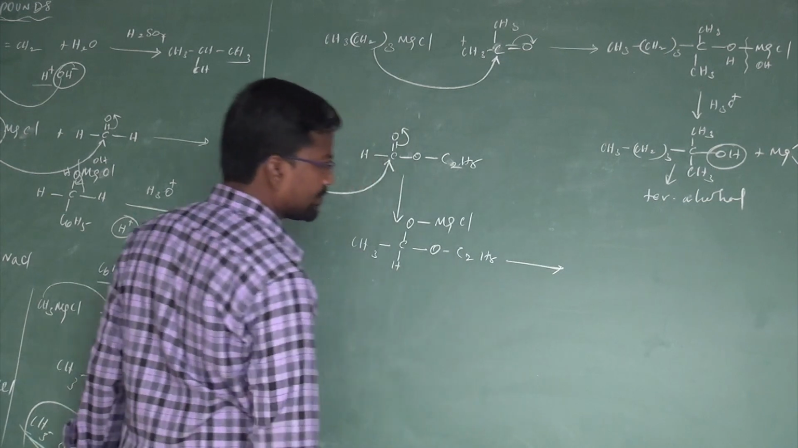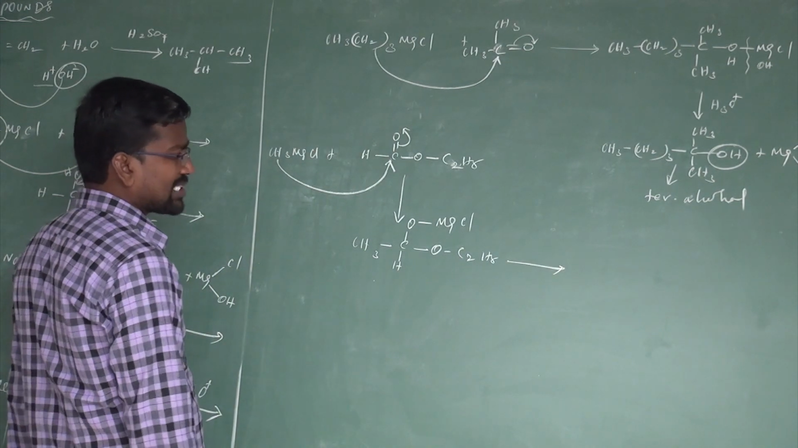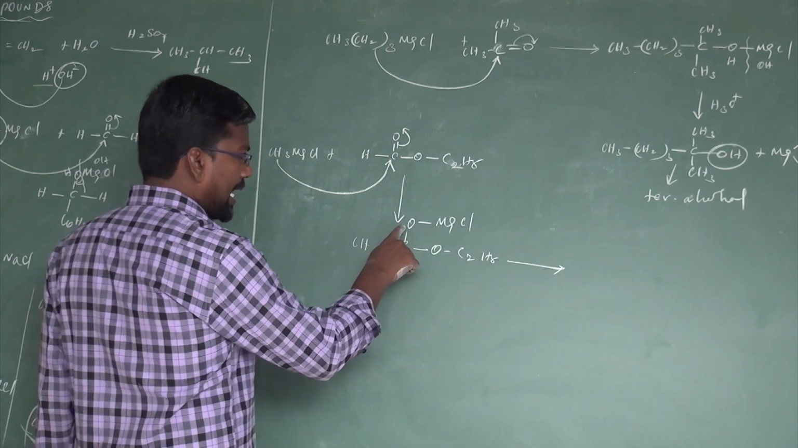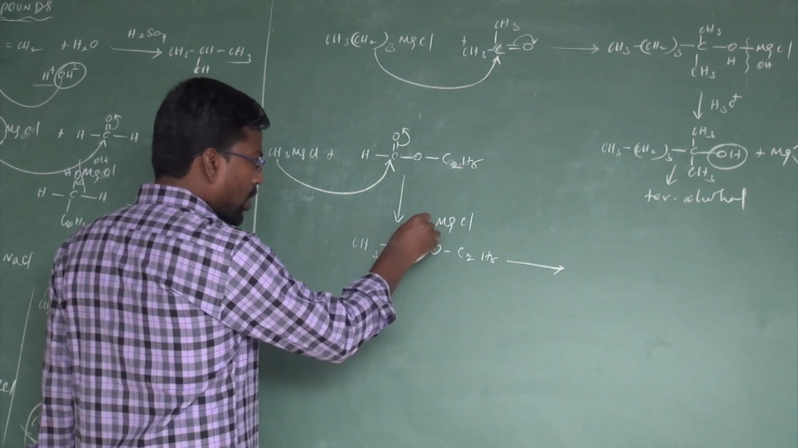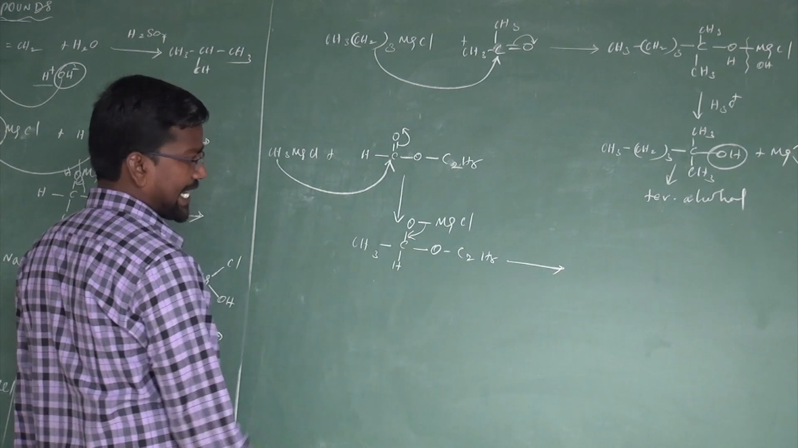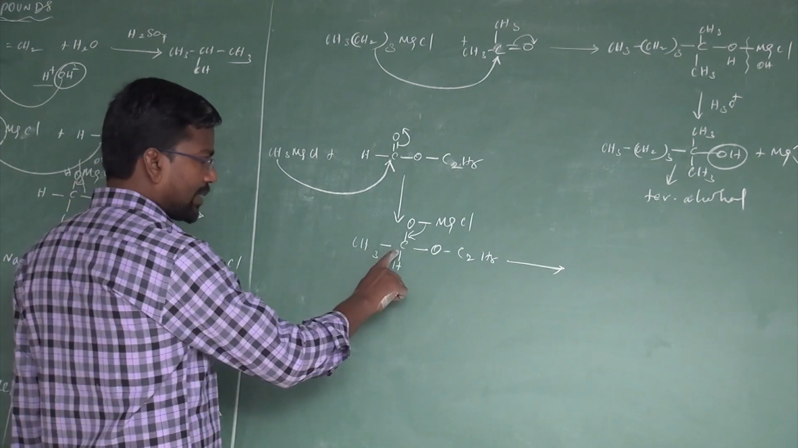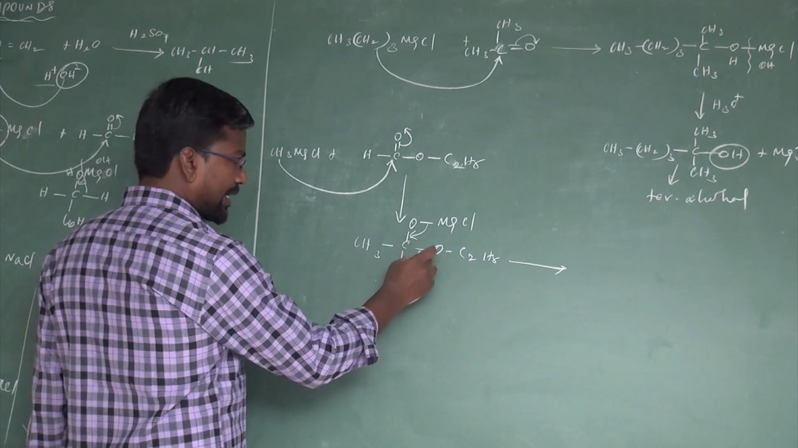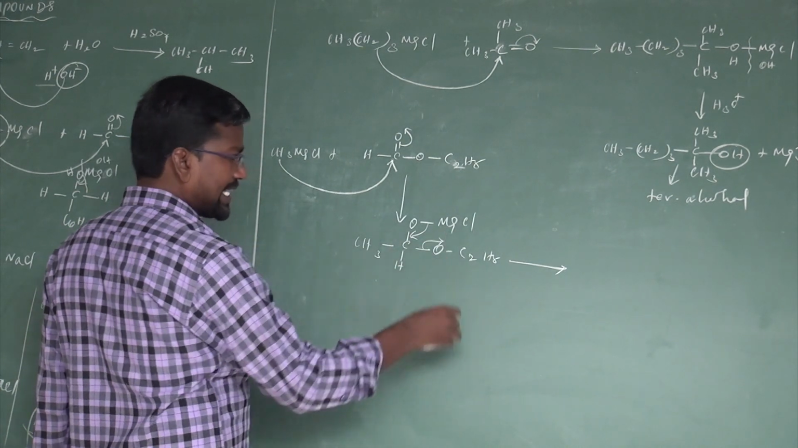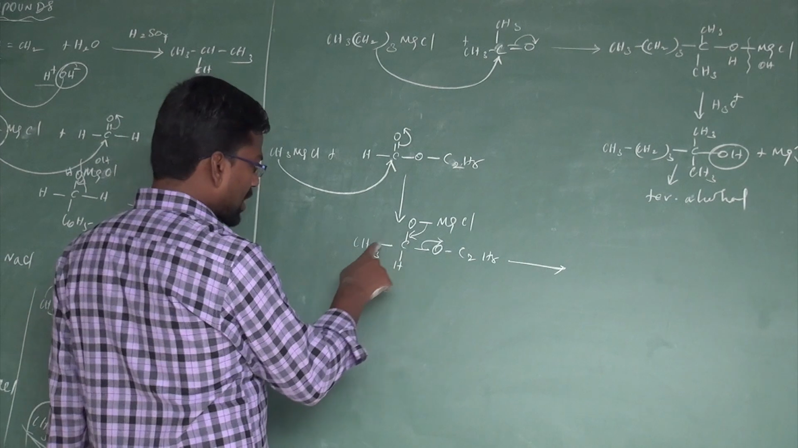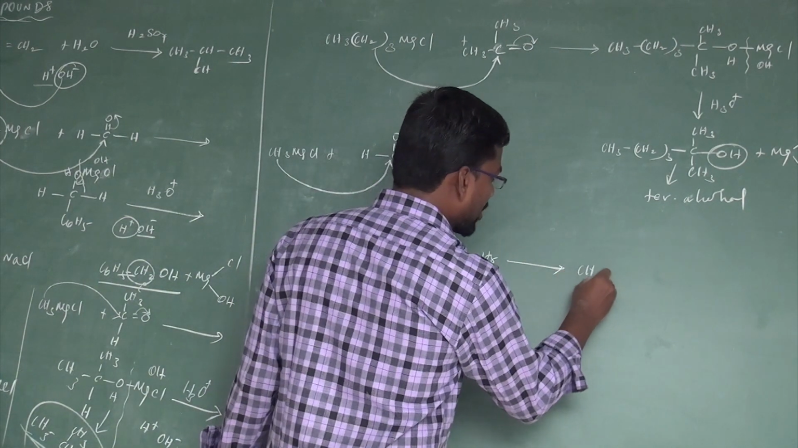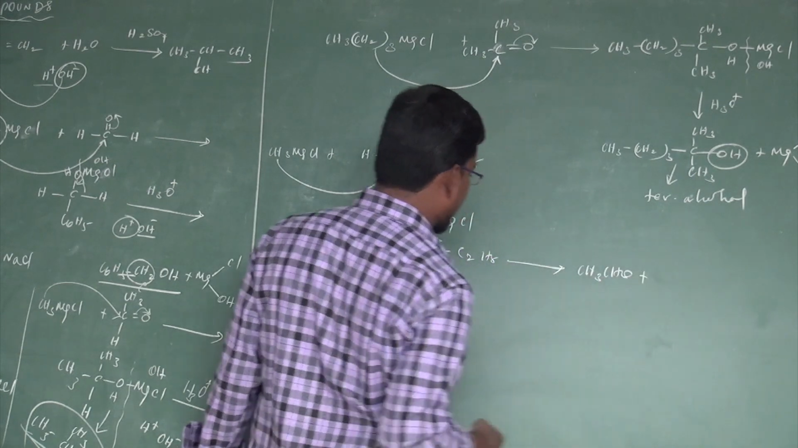This adduct is decomposed with water molecule or in ether medium. The oxygen-magnesium bond breaks, both electrons move towards the oxygen. Then the alkoxide carbon-oxygen bond breaks, and both electrons move towards the oxygen side. So we get CH3, C double bond O, CH3 CHO, acetaldehyde.